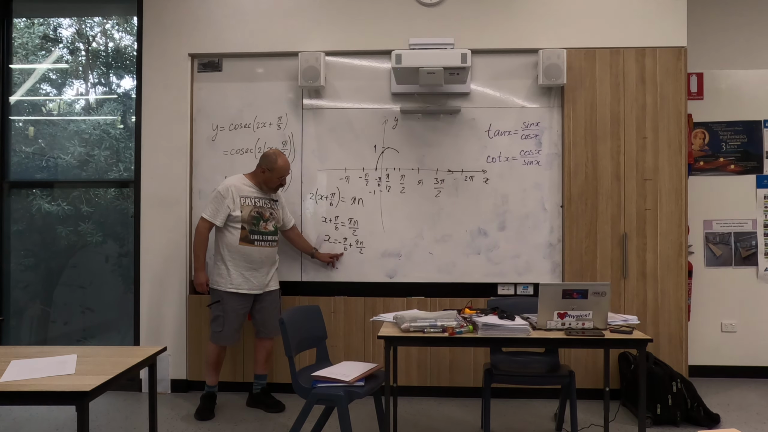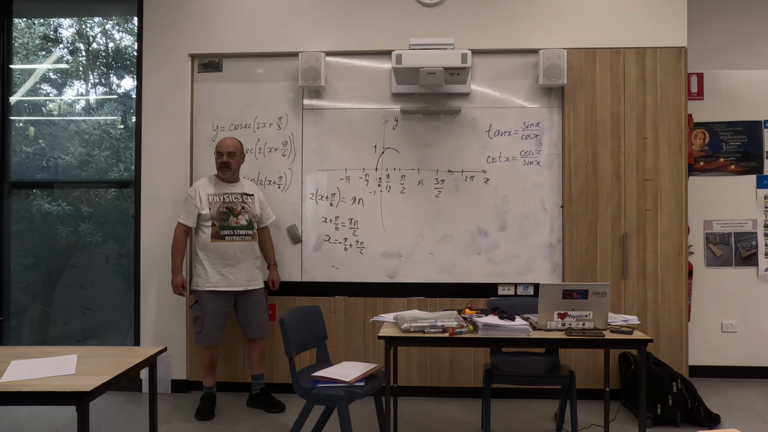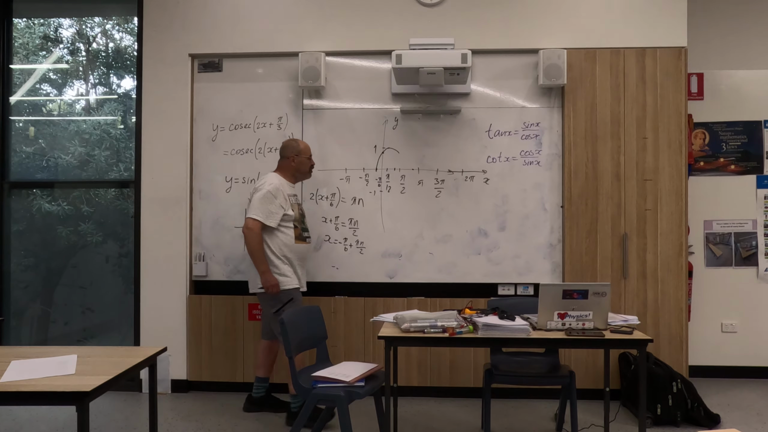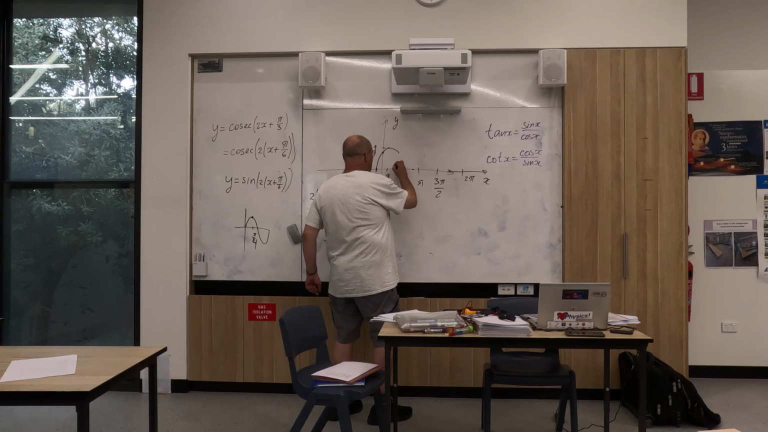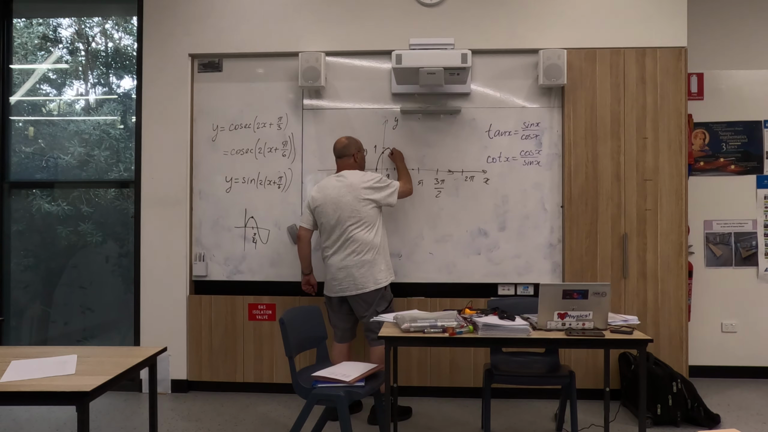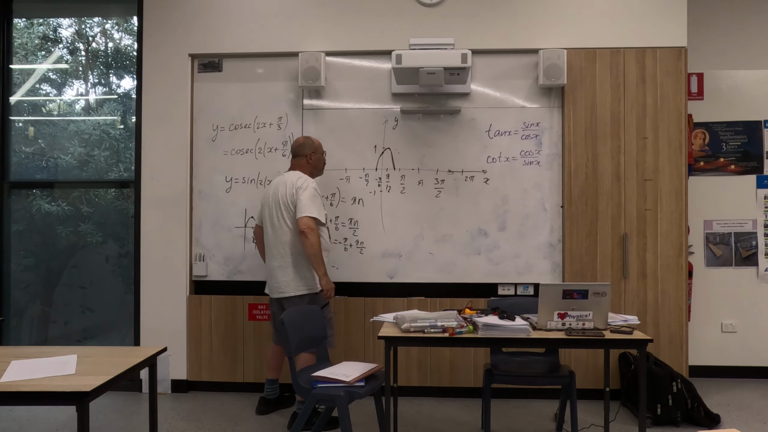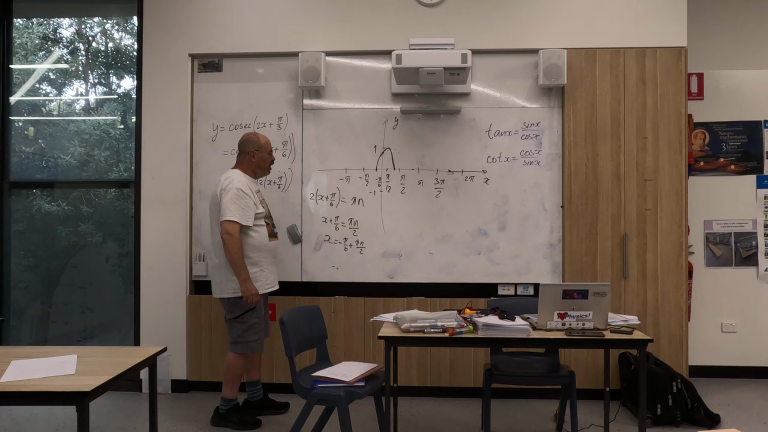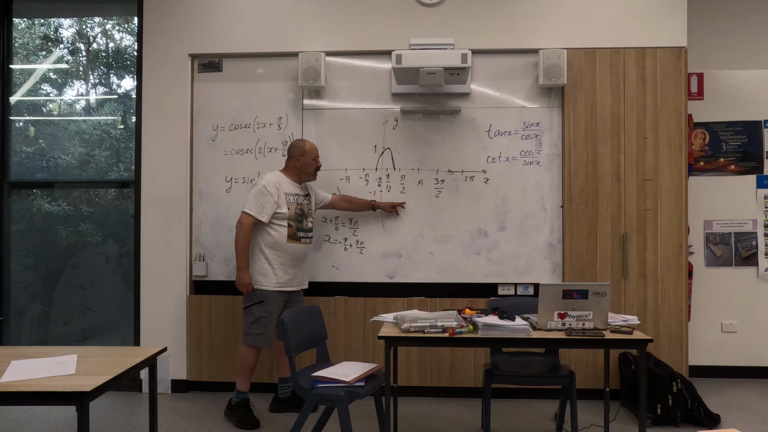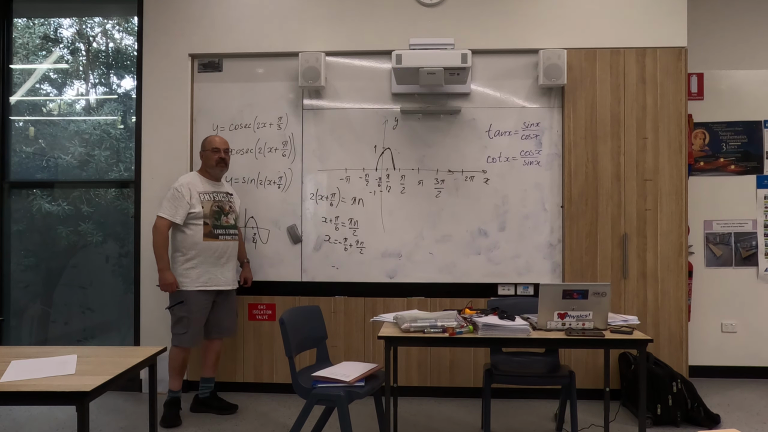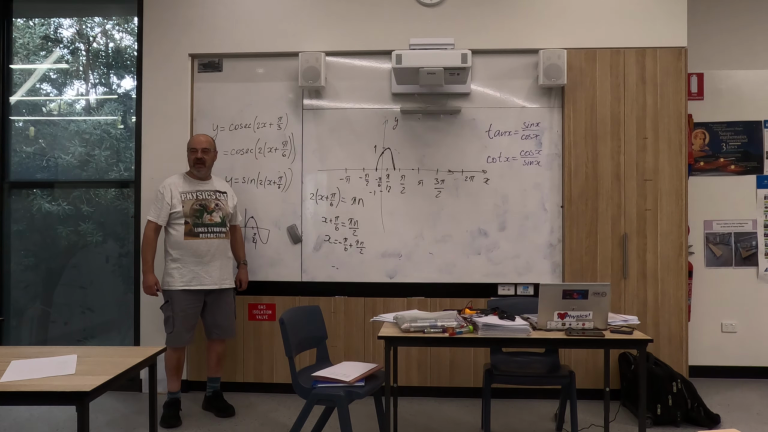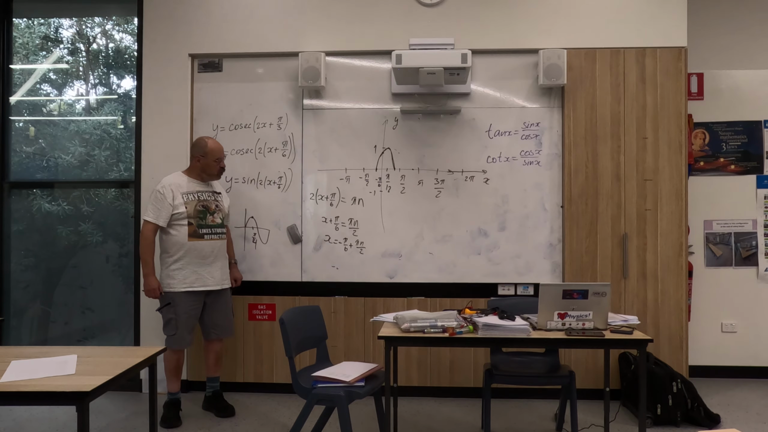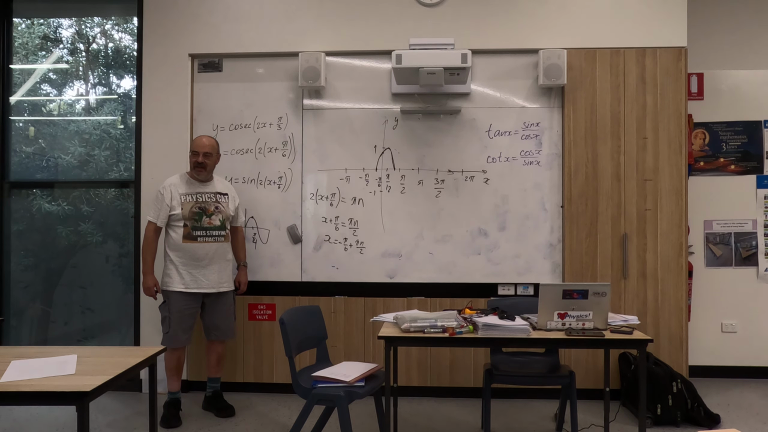Pi on 6 minus pi on 6 plus pi on 2. Pi on 2 plus pi on 3, so we have pi on 3. Then we will have another negative, negative minimum, plus another pi on 2. Now 7 pi on 12.